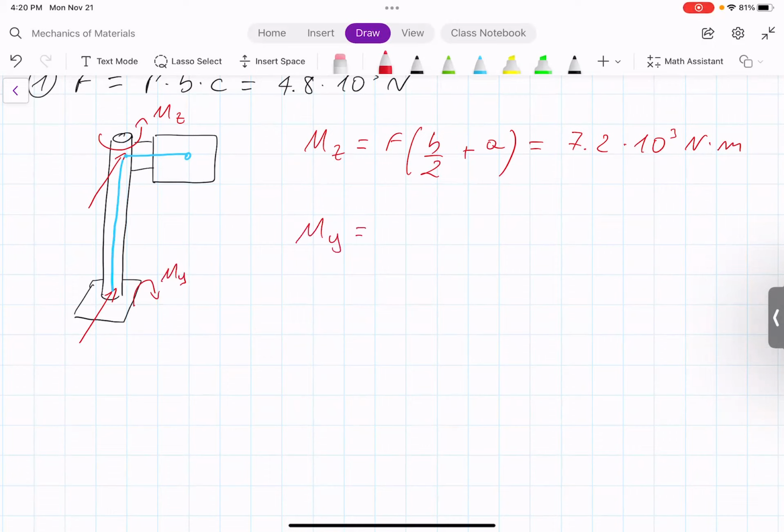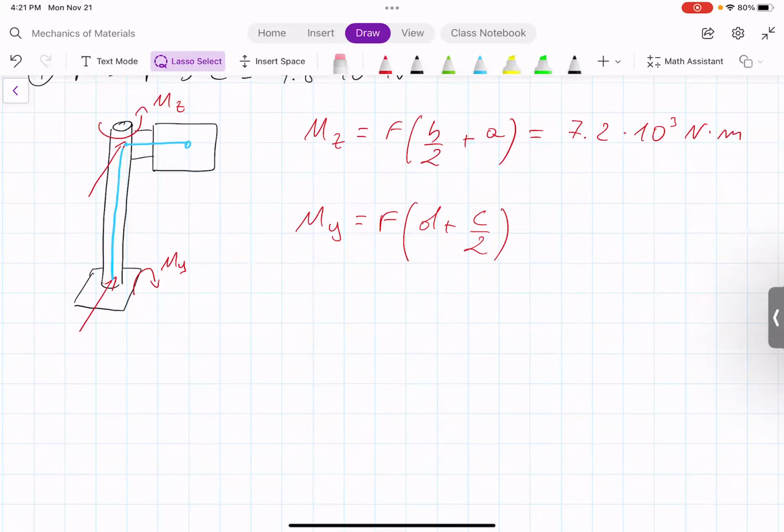So the moment My in this case is still given by the force F multiplied by d plus c over 2. Remember, c is basically half of the height of the sign, and then d would be the distance between the bottom of the sign and the bottom of the pole. So since we moved the load to the bottom of the pole, we can remove it from the top.